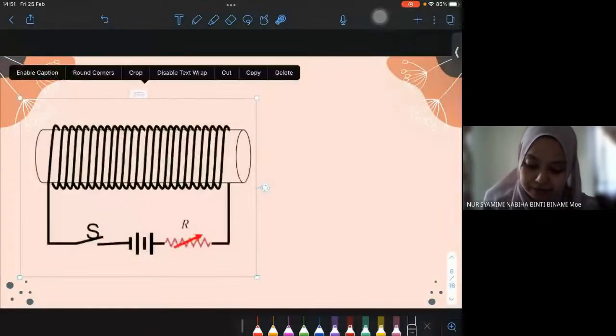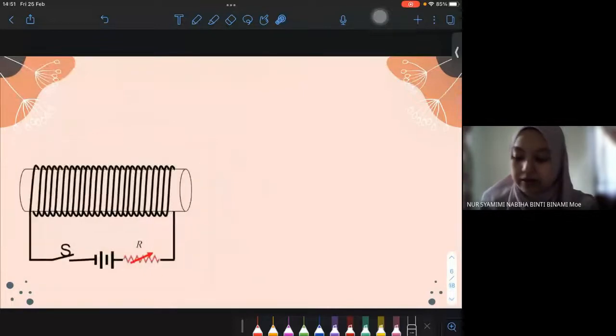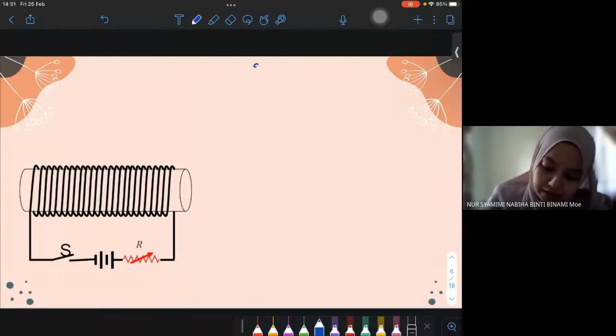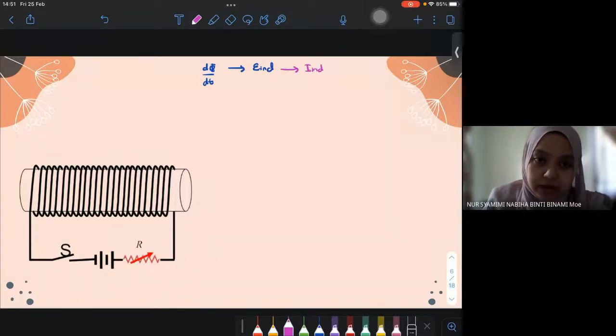Okay, benda yang asas yang kamu perlu tahu ialah kita nak hasilkan induced EMF. Induced EMF boleh terjadi kalau ada perubahan flux. Dah ada induced EMF, baru ada induced current. Ini semua orang dah maklum. So sekarang saya ada satu solenoid yang ada switch, bateri dan variable resistor. Saya nak hasilkan induced current ni.